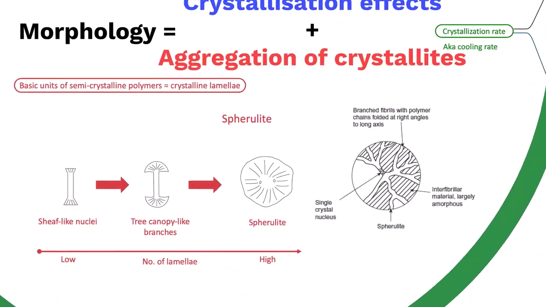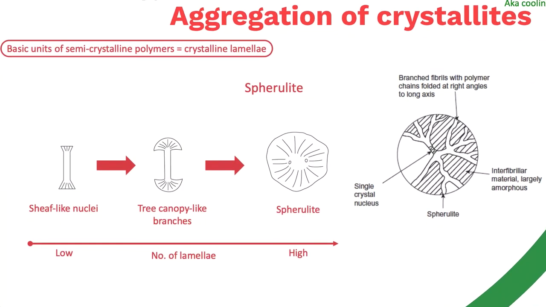The aggregation of crystallites can occur through this process shown here. First, you have a sheath-like nuclei, which is essentially similar to a rectangular rod. And on top of this tree trunk, you start to form a canopy containing branches. Once this canopy grows wide enough to come into contact from both ends in the middle, you form a spherulite.